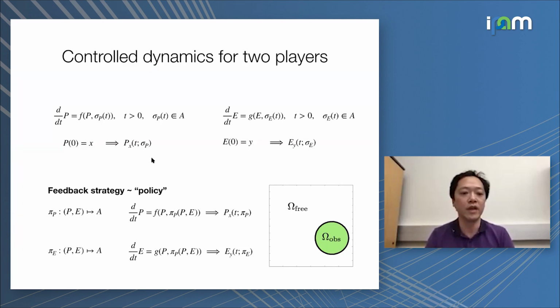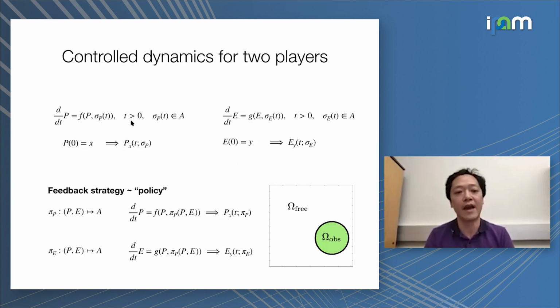So these are the controls, and the topic of today's talk is really how to design feedback strategies, which we will also call policies, which is a function that takes the state of the game, the positions of the pursuer and evader, and maps it to an admissible control. Then we use this feedback to control the trajectories of the pursuer and the evader in order to achieve the objective of minimizing the cost functional, or to play the game.